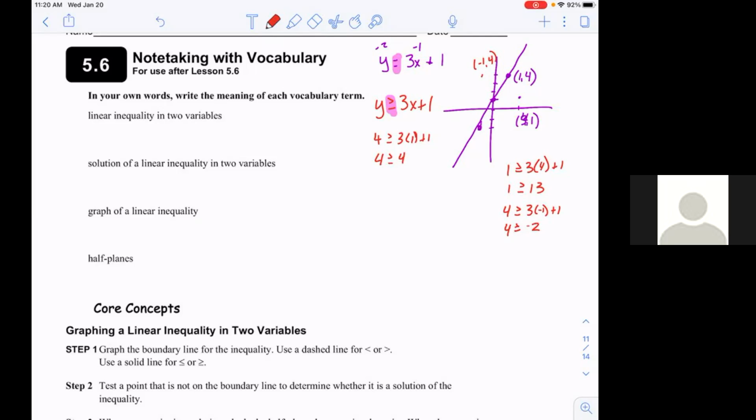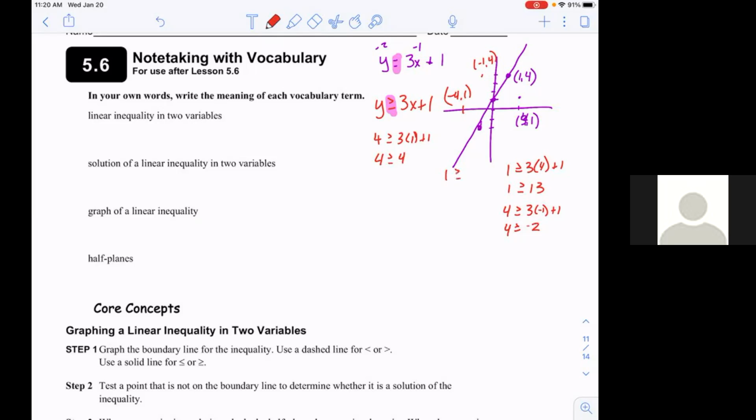So 0 is not greater than 1. So again, any point I pick over here is going to create a false statement. But any point I pick over here is going to create a true statement. So let's try this guy. We'll try -4 and 1. Let's put that guy in there and see what happens.